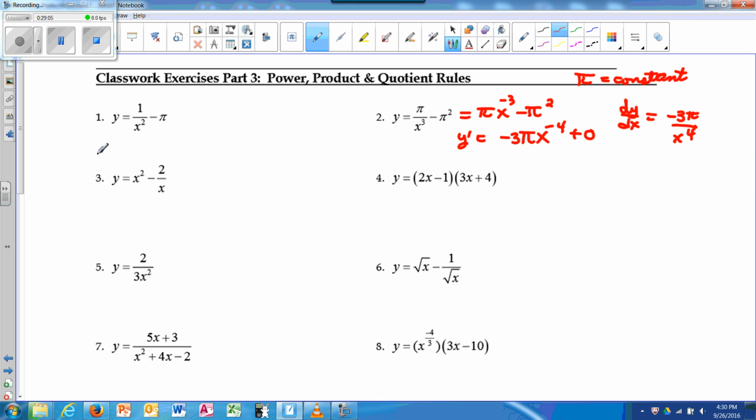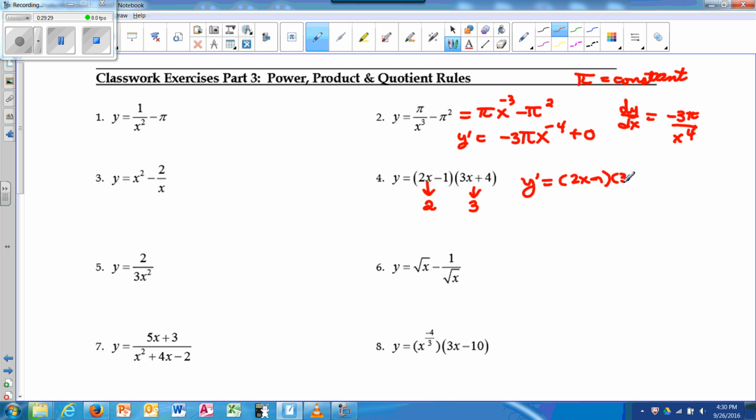That means that my derivative for this part is just negative 3 pi over x to the 4th. So you want to watch for that one. So number 3 would be something that I could do with just the power rule. I really wouldn't need the quotient rule.